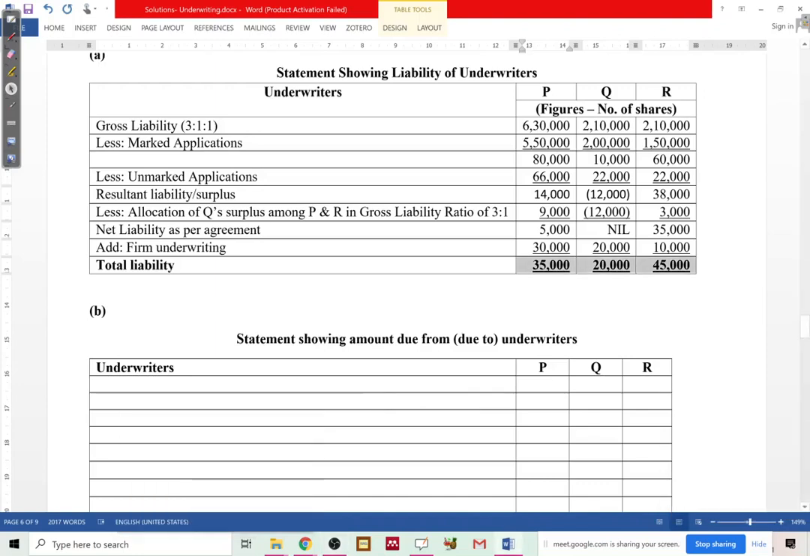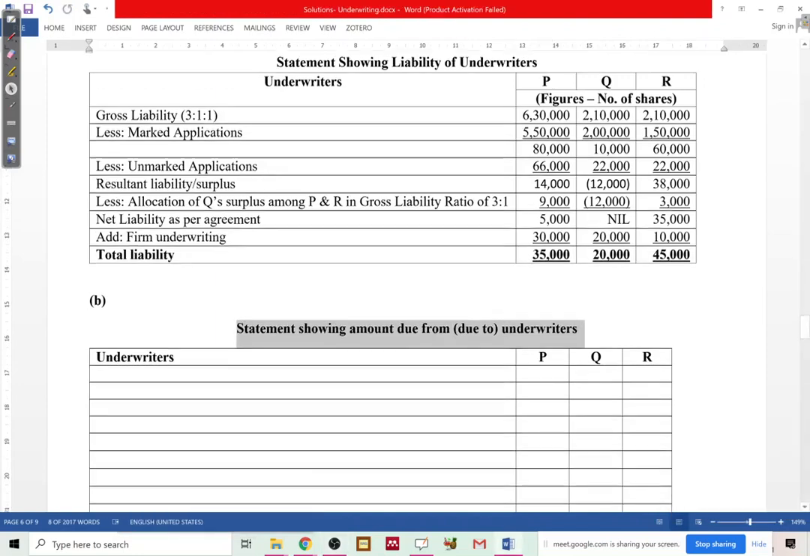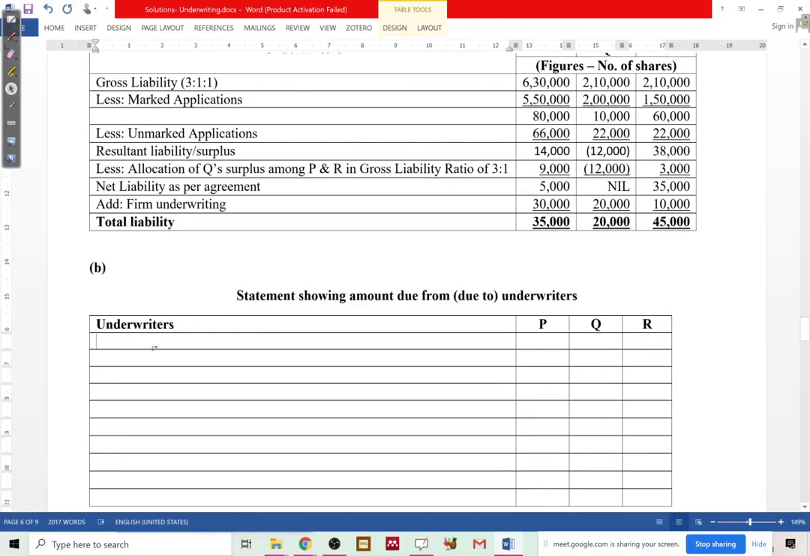The second statement shows the amount due from or due to underwriters. The first thing that we record is the number of shares to be subscribed. Now what does this mean? How many shares all these three underwriters have agreed to take needs to be written in the very first row or very first line of this statement.